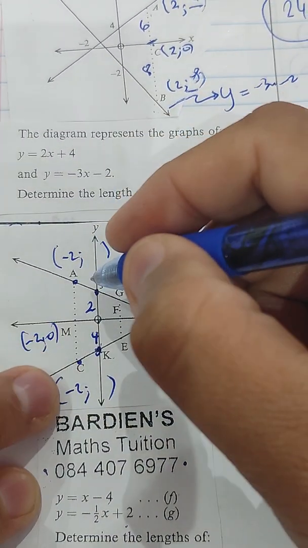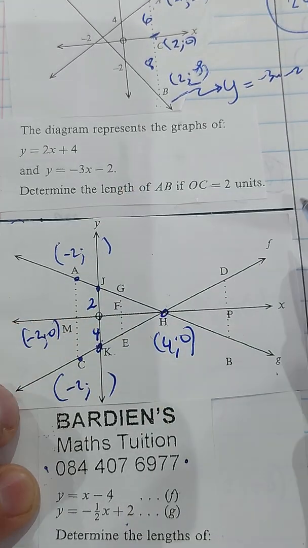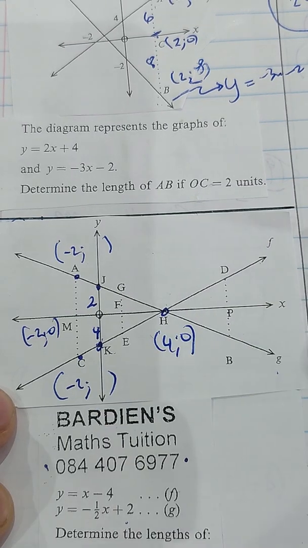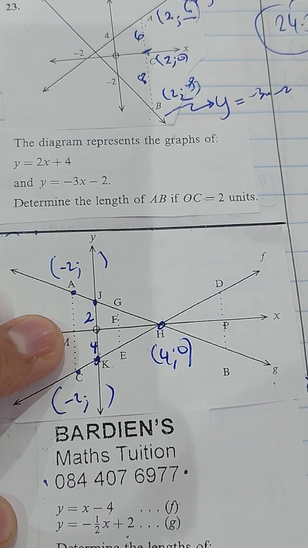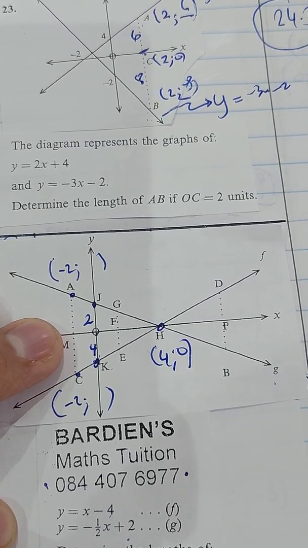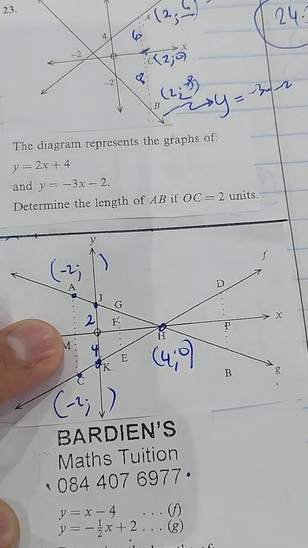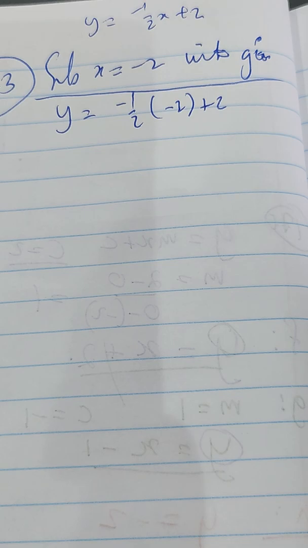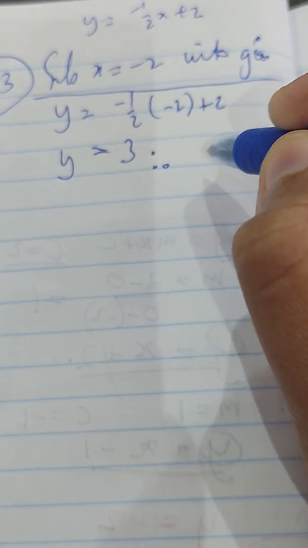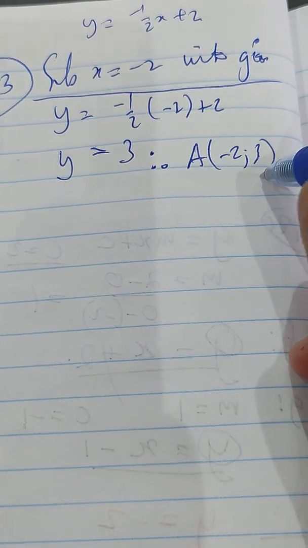However, for A, you can only substitute negative 2 into g, and for C, we can only substitute negative 2 into f. So we substitute x equal to negative 2 into g. We go with g first. The equation of g is defined as y equals negative a half x plus 2. So x is negative 2, so y is equal to negative a half times negative 2 plus 2, which gives me an answer of 3. So therefore, A is going to be negative 2 and 3.